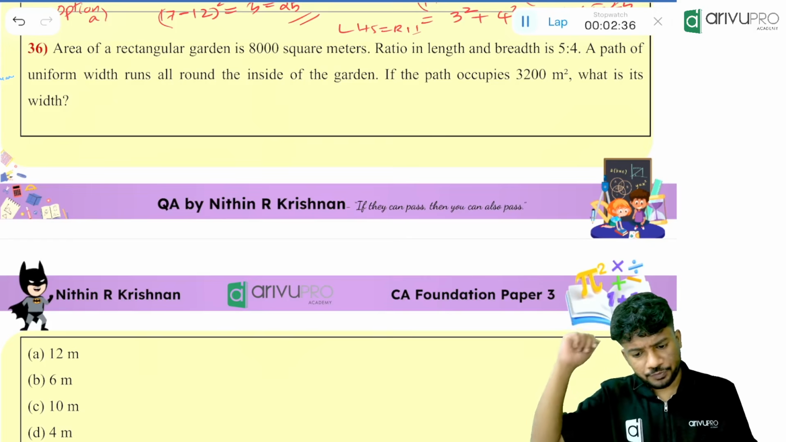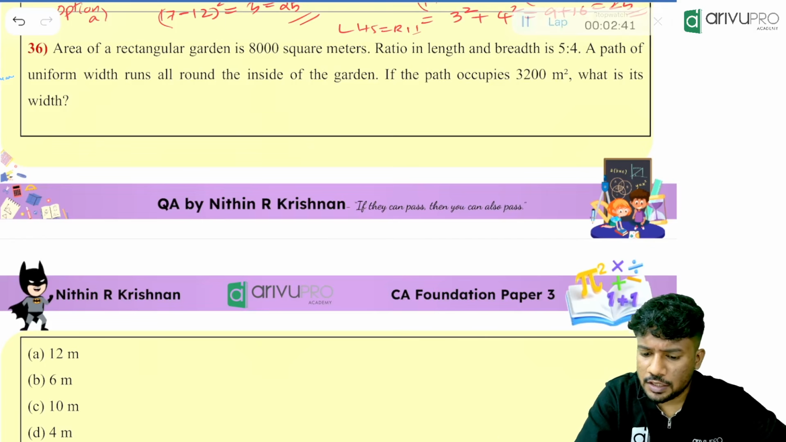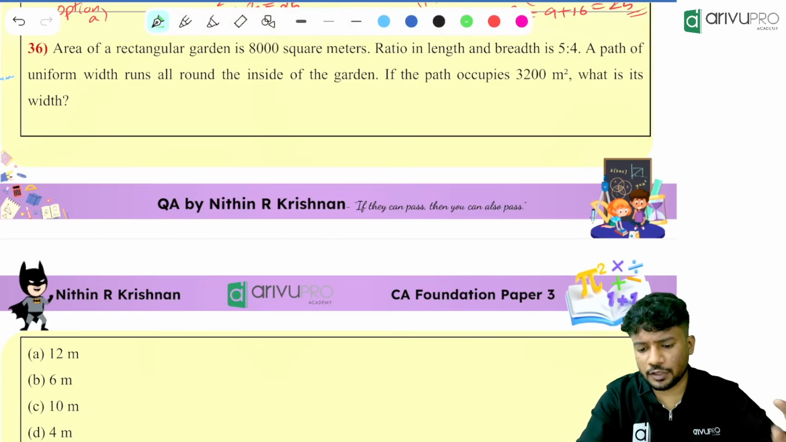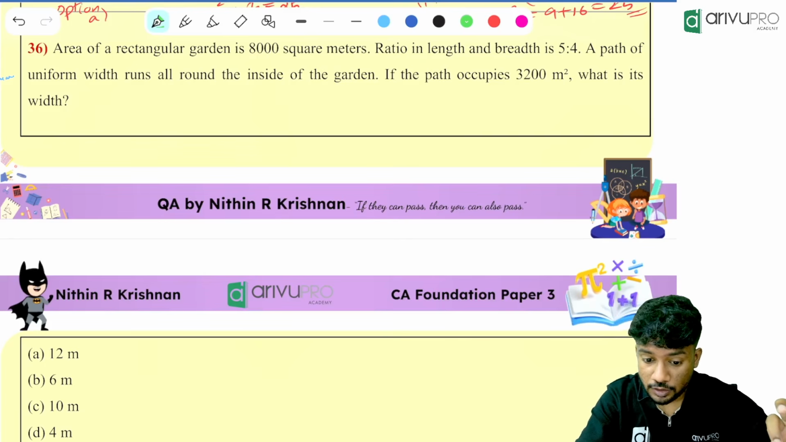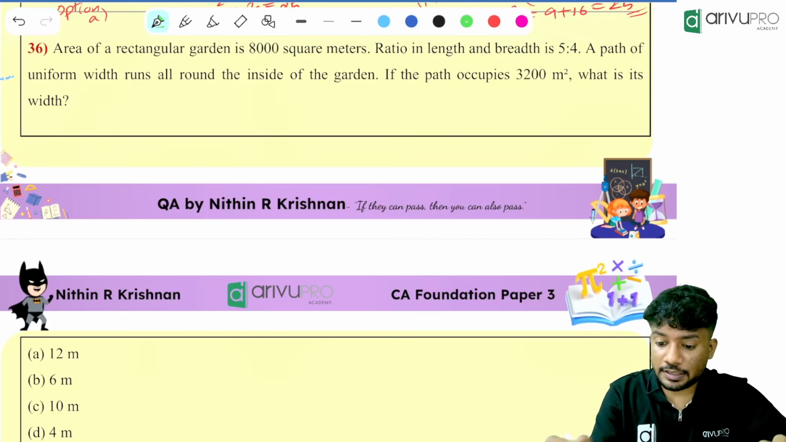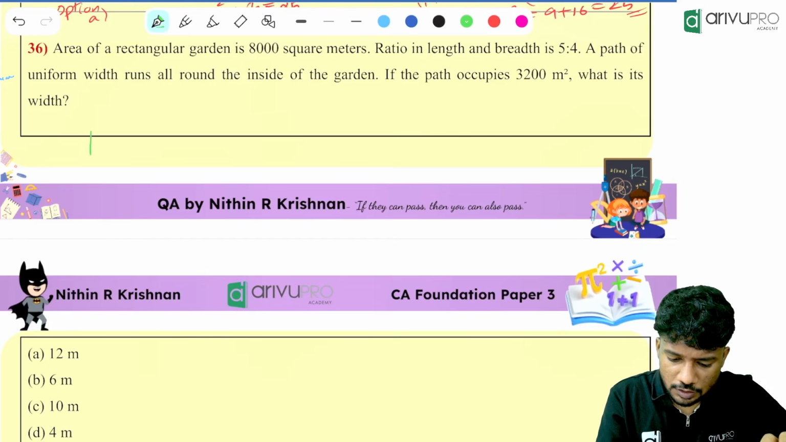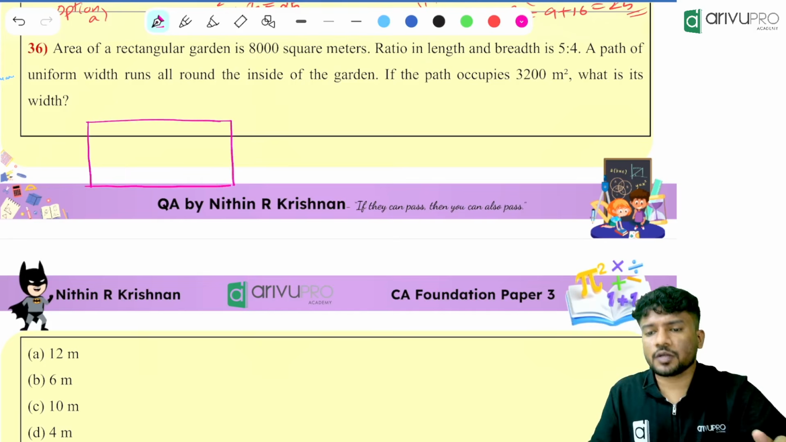What is given? The area of a garden is 8,000 square meters. That is given in the question. 8,000 square meters is the area of a garden. A square garden? No, a rectangular garden is given. A rectangular garden is there. I'll just draw the garden over here. This is the garden given in the question.